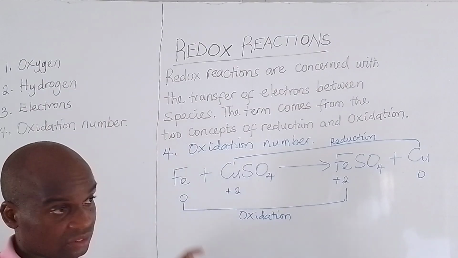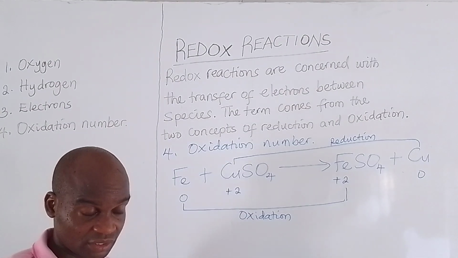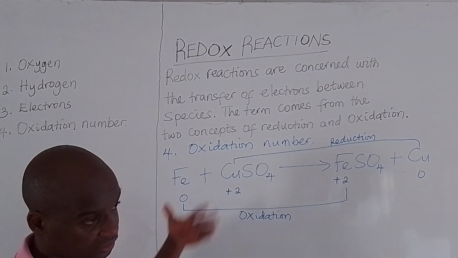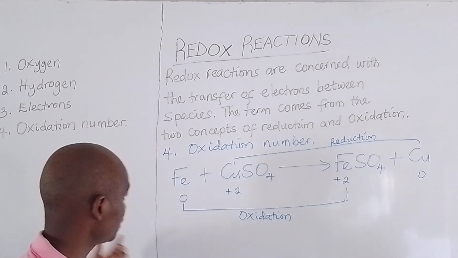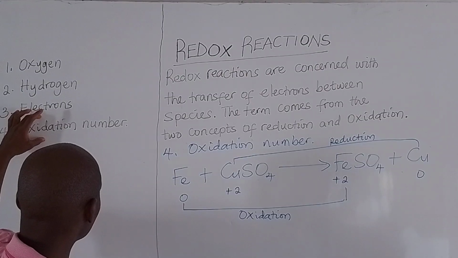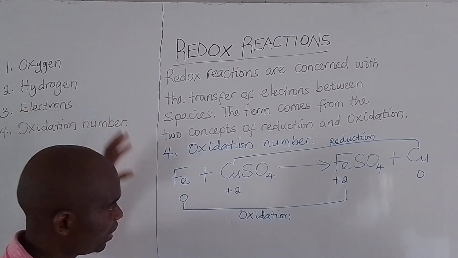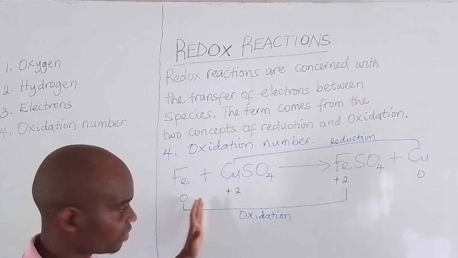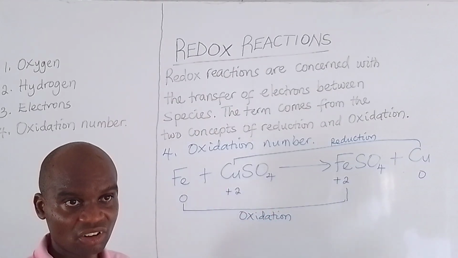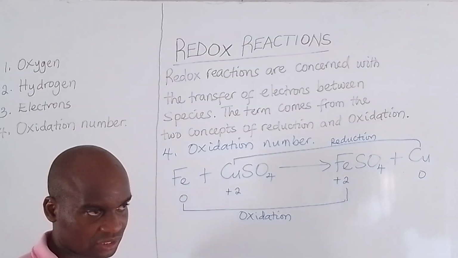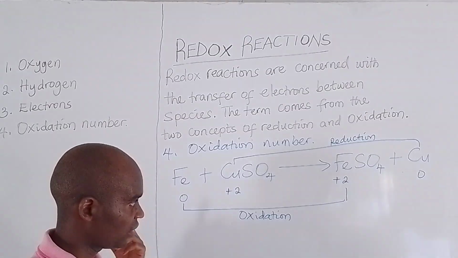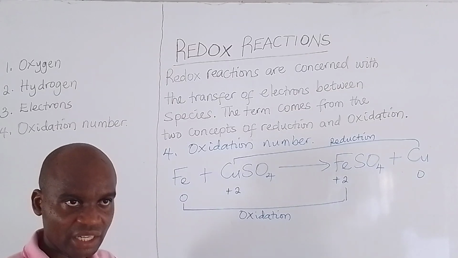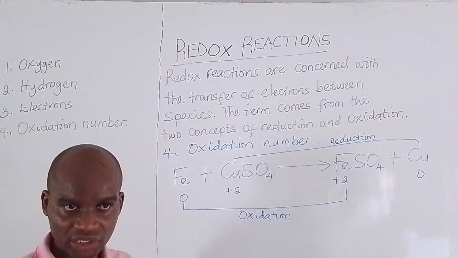In terms of electrons, we're told that oxidation means loss of electrons, while reduction means gain of electrons. And then, lastly, in terms of oxidation number, we're told that oxidation is increase in oxidation number, while reduction is decrease in oxidation number.